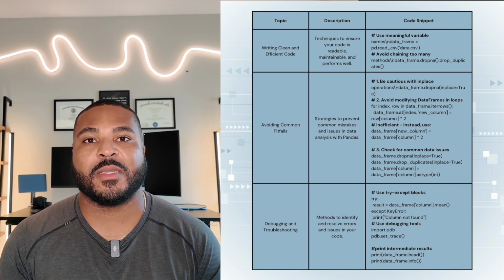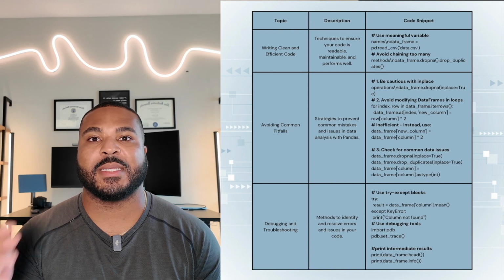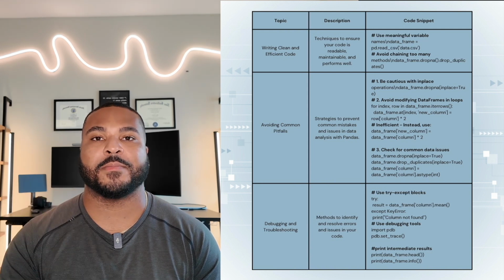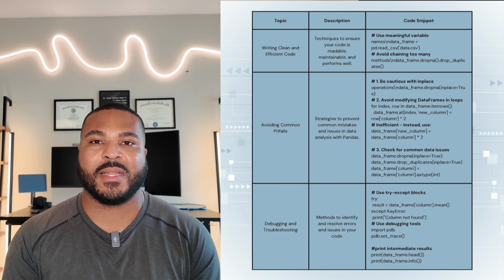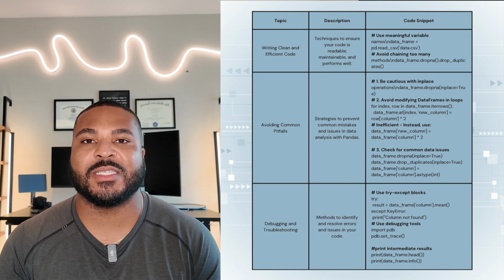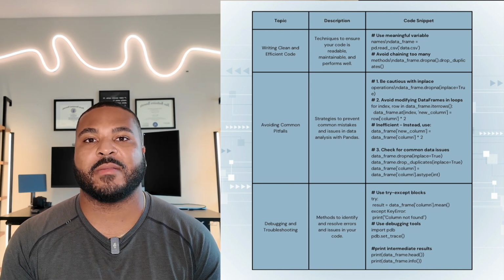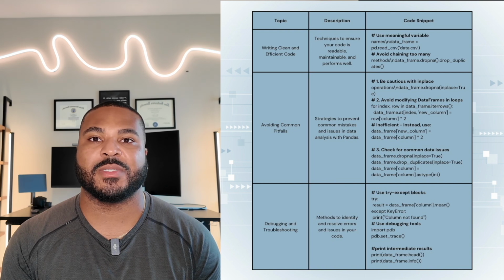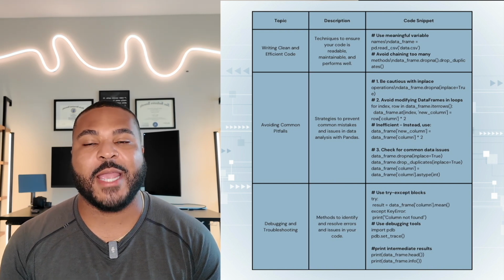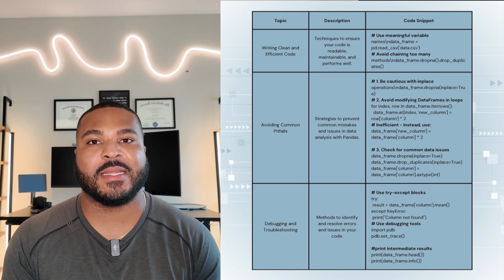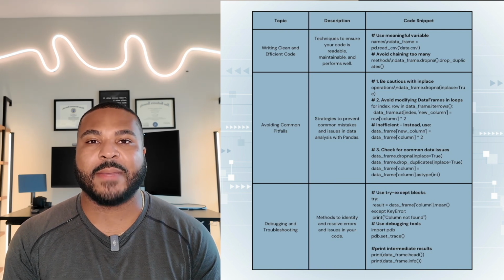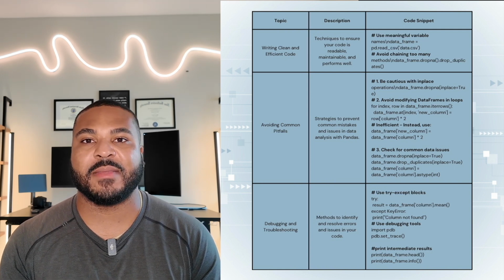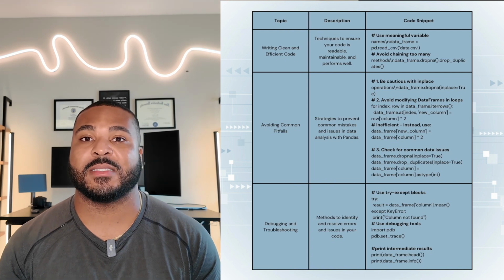Print out intermediate results to check if your code is producing the expected outputs at each step. And also check the documentation. Pandas has comprehensive documentation online that can help you understand functions and troubleshoot issues effectively. So by following these best practices and tips, you can write clean and efficient code, avoid common pitfalls, and effectively debug and troubleshoot your data analysis projects.